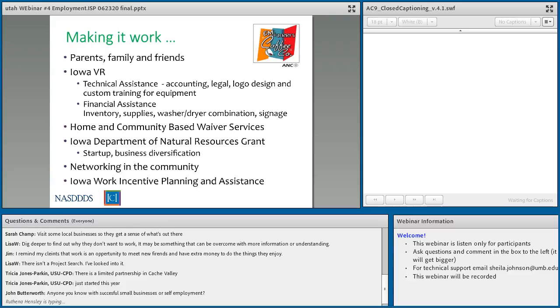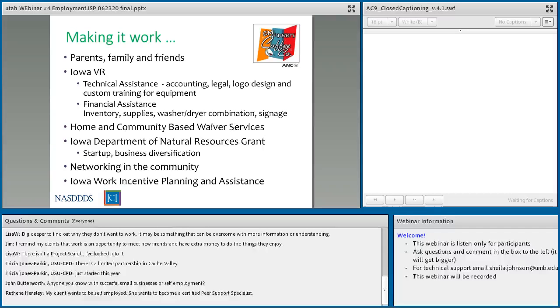M does get funded home and community-based waiver services for her personal supports in the workplace. They had a grant from the Iowa Department of Natural Resources, kind of an odd source, but for business startup and business diversification for wood products that they sell in the business, and a lot of support from the Iowa Work Incentive Planning and Assistance Project. Ruthina, you said you've got someone who's interested in being a certified peer support specialist. There are a wide range of job opportunities, and in the general labor market, self-employment is a significant part of the workforce.